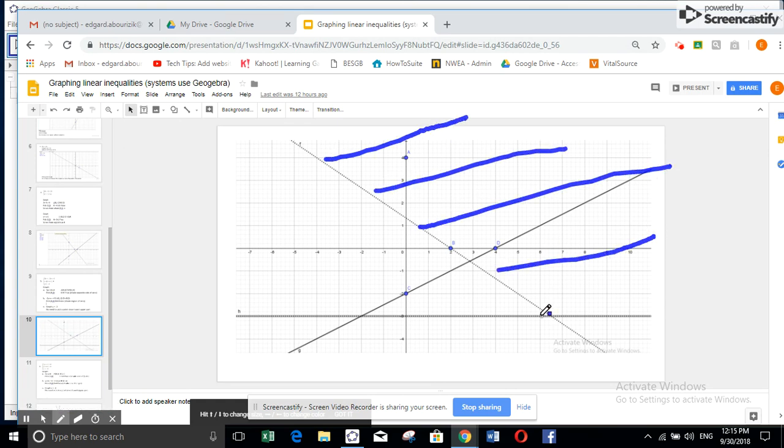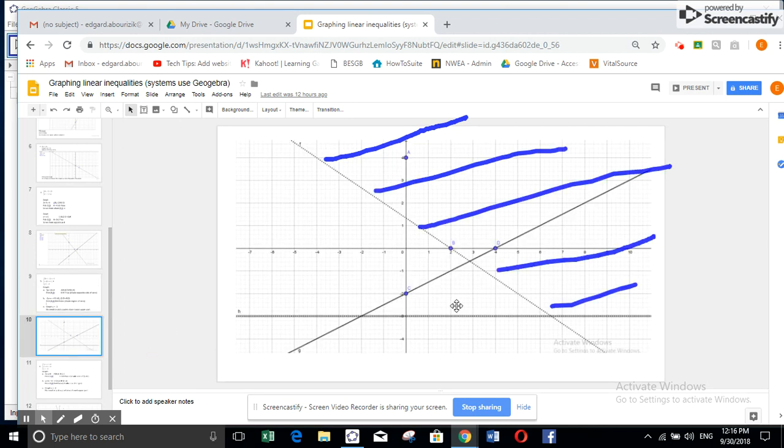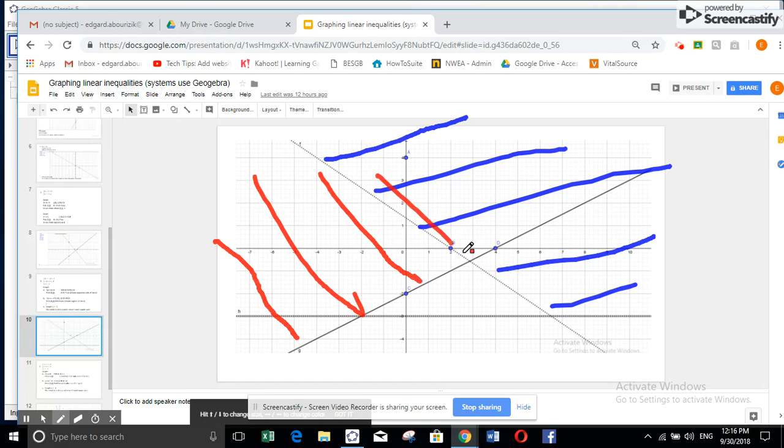And let us go now to the second line. Here I have minus 2y plus x bigger or equal to 4. So I equate it to 4. I have the 2 points of intersection. If I replace by 0, you have 0 bigger or equal to 4. 0 bigger or equal to 4 is false. So I shade the region where 0 is located. So if I go here, this is the second one. So I shade the part where the origin is. So this part is shaded.